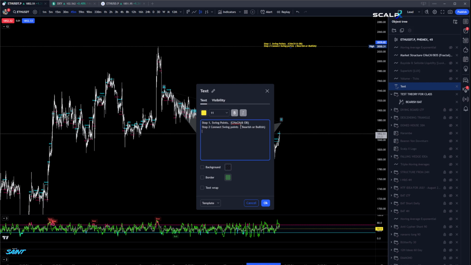Just kind of writing out some steps for you guys. So we'll break this down piece by piece. I'll enlarge it. I know it's super small, super tiny right now.